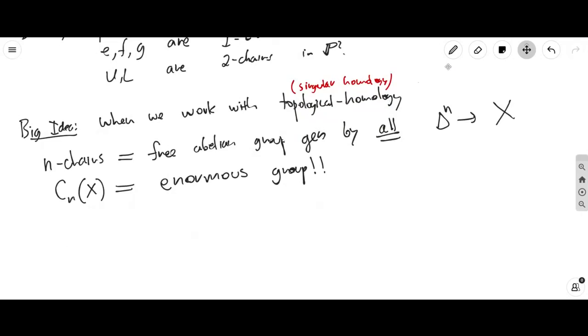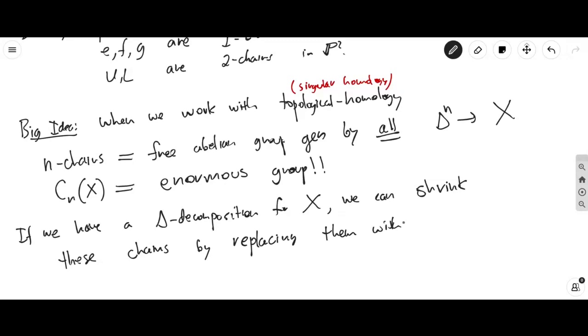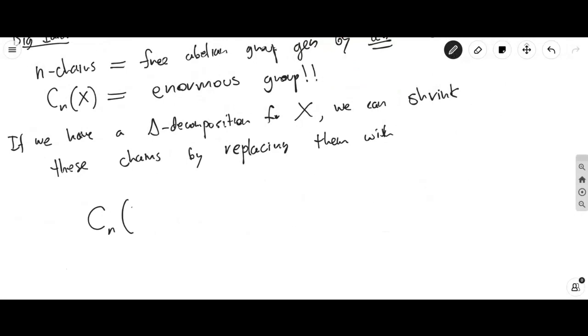So what Allen Hatcher says is, if we have a delta decomposition for X, we can smallen, to make up a word, make smaller, or let's say shrink, these chain groups, these chains, by replacing them with, so let's call it Cn of X and put a little delta over here, indicating this is the chains that are coming from the delta decomposition.